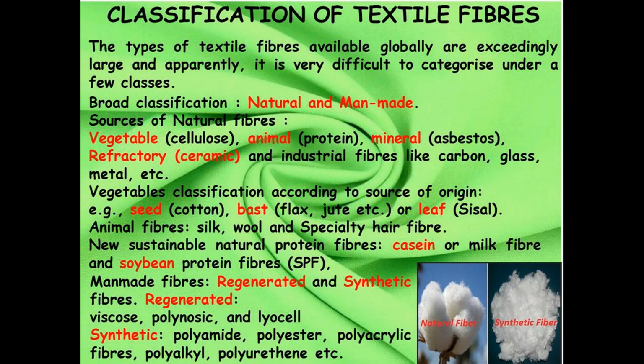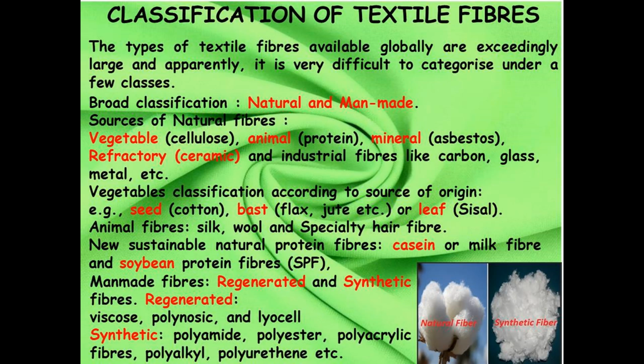Classification of textile fibers. The types of textile fibers available globally are exceedingly large in number, and it is very difficult to categorize them under a few classes. Broad classification: natural and man-made fibers. Sources of natural fibers are vegetable, for example cellulose; animal, that is protein fiber; and mineral, asbestos fiber. Other than these, refractory or ceramic and industrial fibers are also available, like carbon, glass fiber, metal fiber, etc.